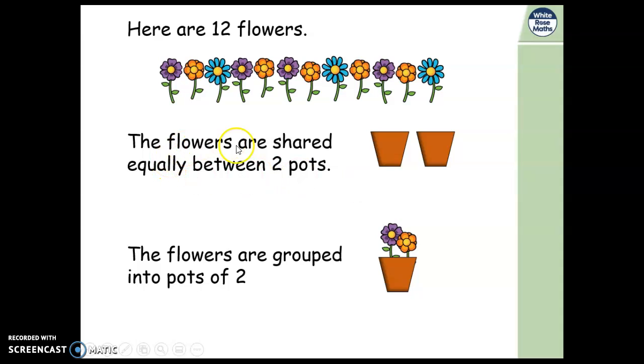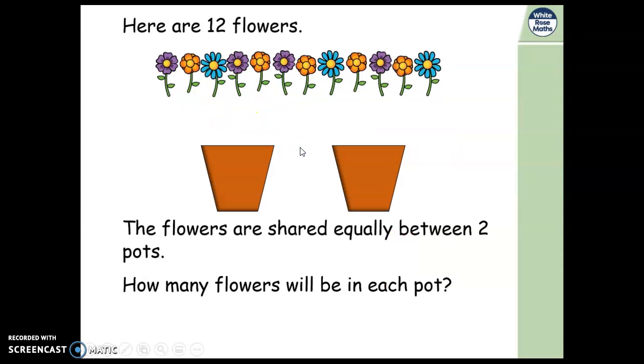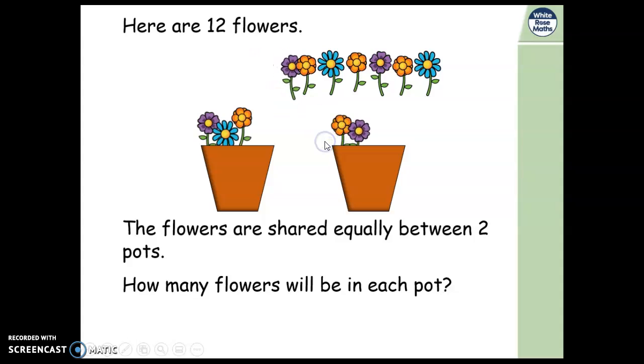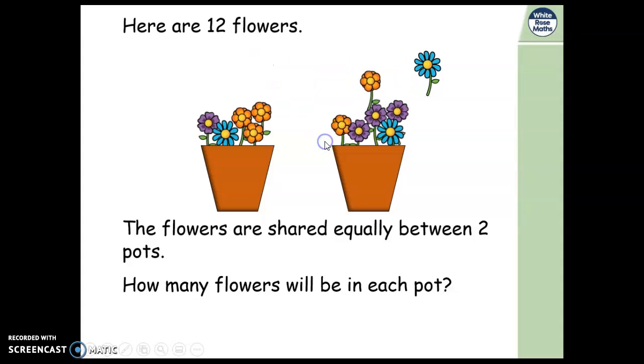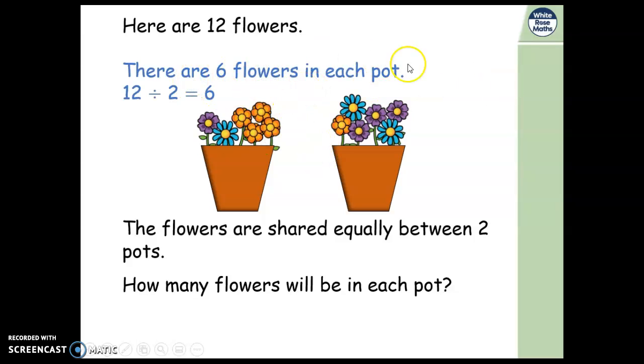12 flowers. The flowers are shared equally between 2 pots. How many flowers will be in each pot? So share them, 1 each, because you're sharing equally. Okay. We share them equally, there are none left. There are 6 flowers in each pot. So 12 shared into 2 groups equals 6.